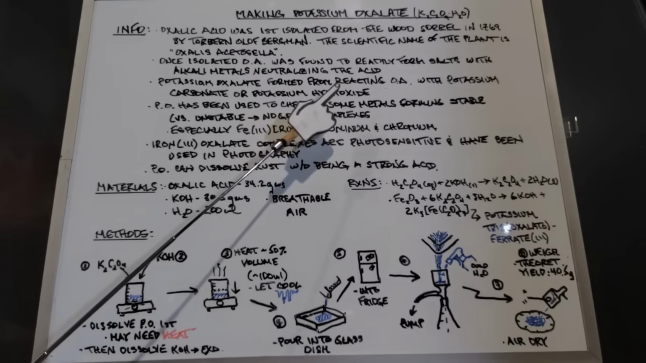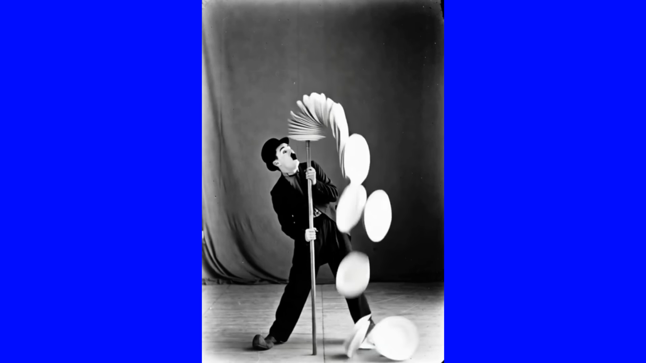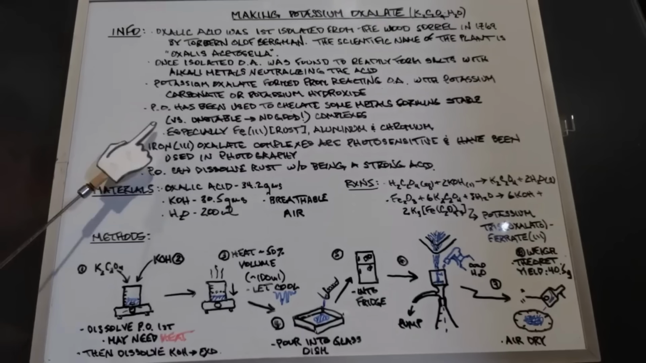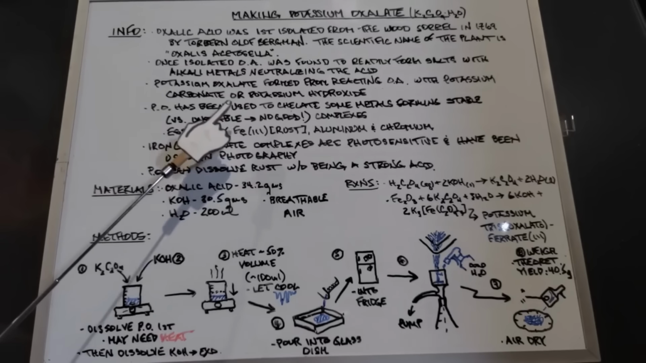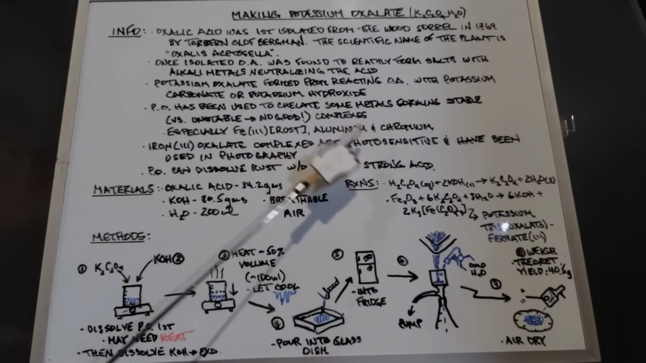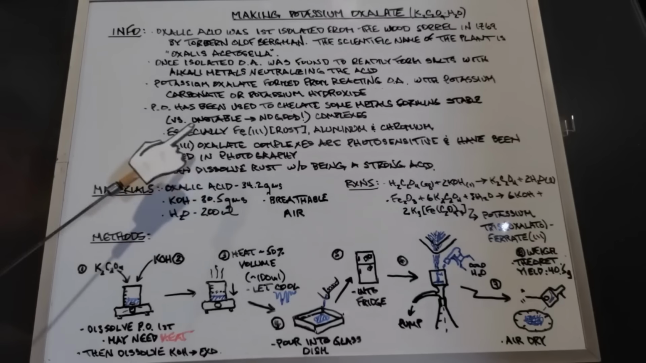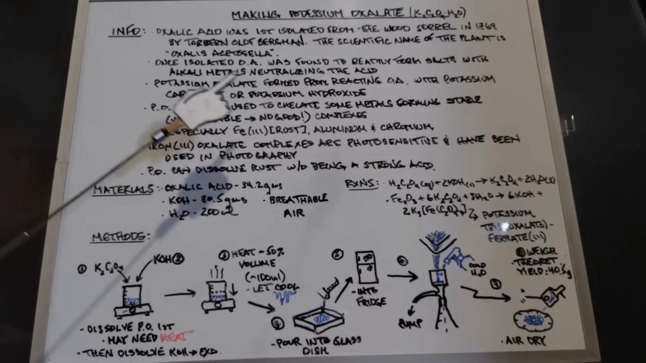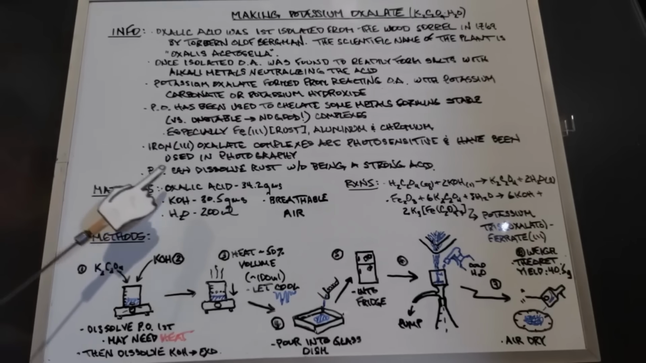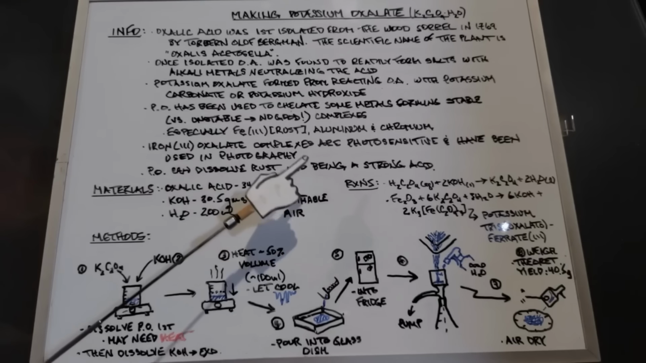Potassium oxalate has been used to chelate some metals, forming stable versus unstable complexes, which are no good. Some of those stable complexes include iron 3, which is of course found in rust, aluminum, and chromium. Iron 3 oxalate complexes are photosensitive and have been used in photography, but that was a while ago. Because iron 3 is found in rust, potassium oxalate can dissolve rust without being a strong acid.